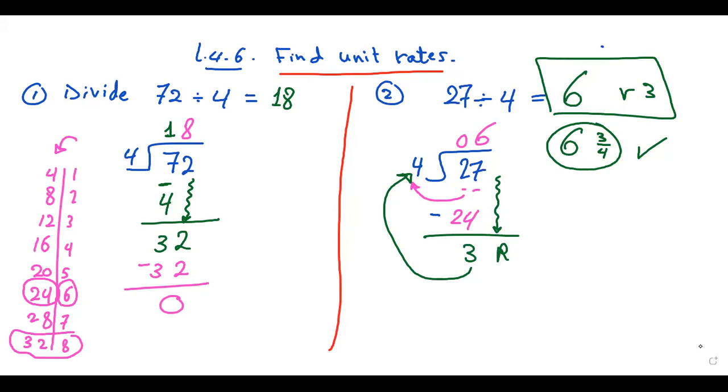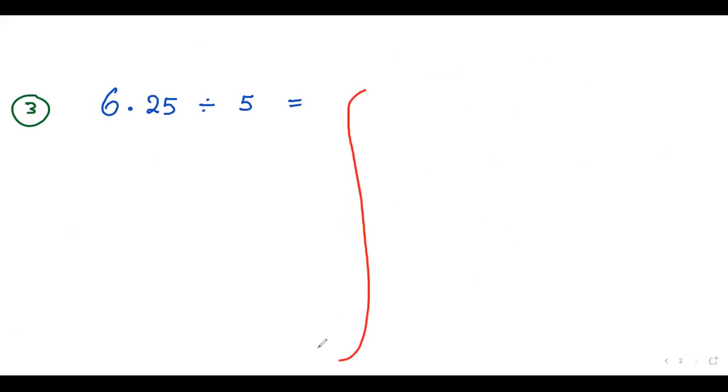Okay. So let's write the third question here on another page, number 3. The question says 6.25 divided by 5. How can I solve it? Mashari, do you remember how you can divide a decimal number by a whole number? Yes, teacher, I do know.